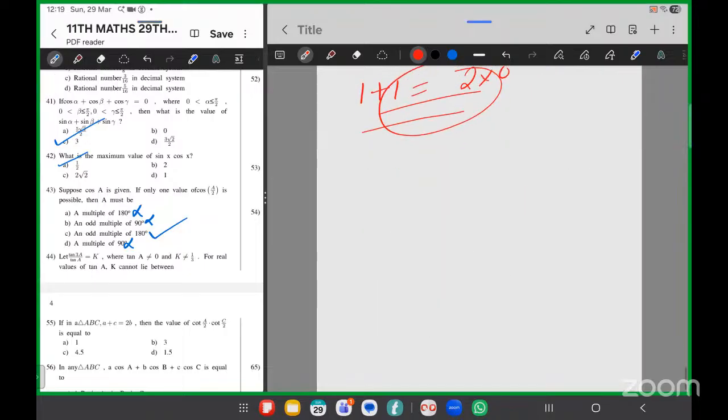Question number 44. Let tan 3a by tan a equal to k, where tan a is not equal to 0, k is not equal to 1 by 3. For real values of tan a, k cannot lie between.